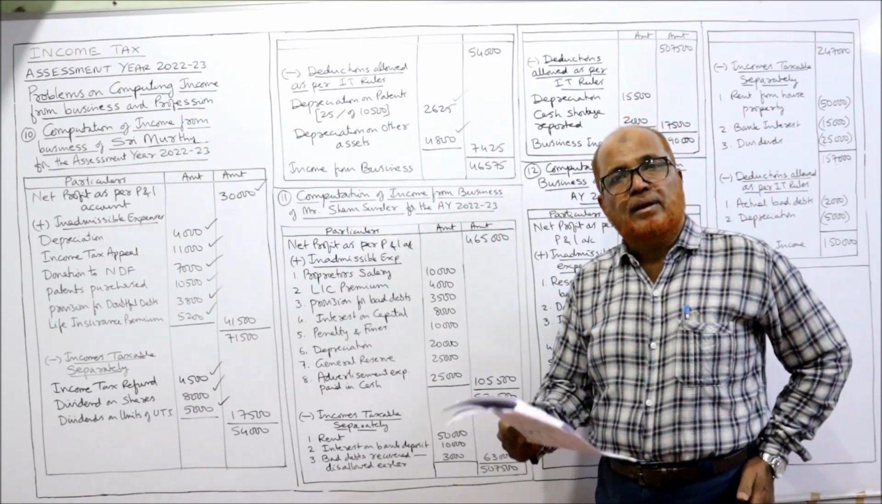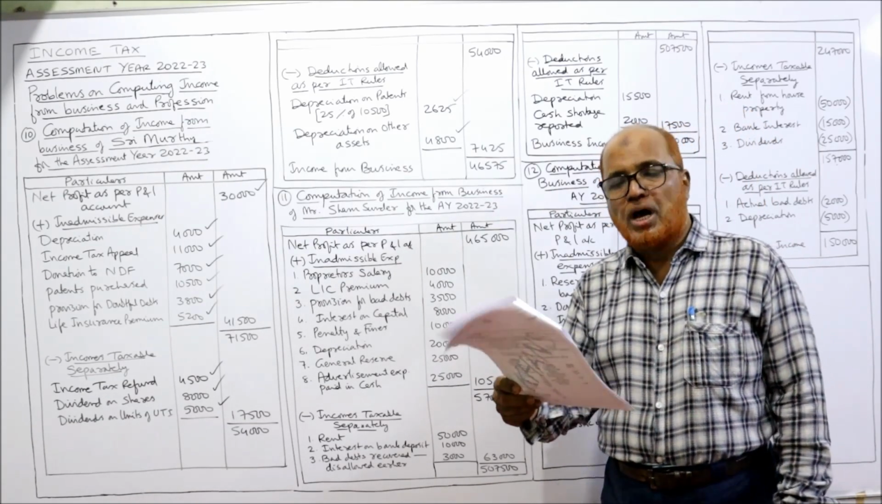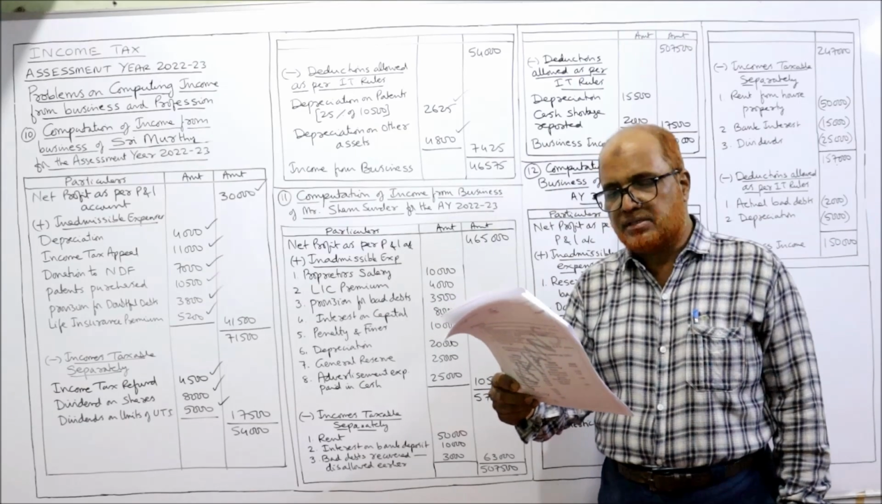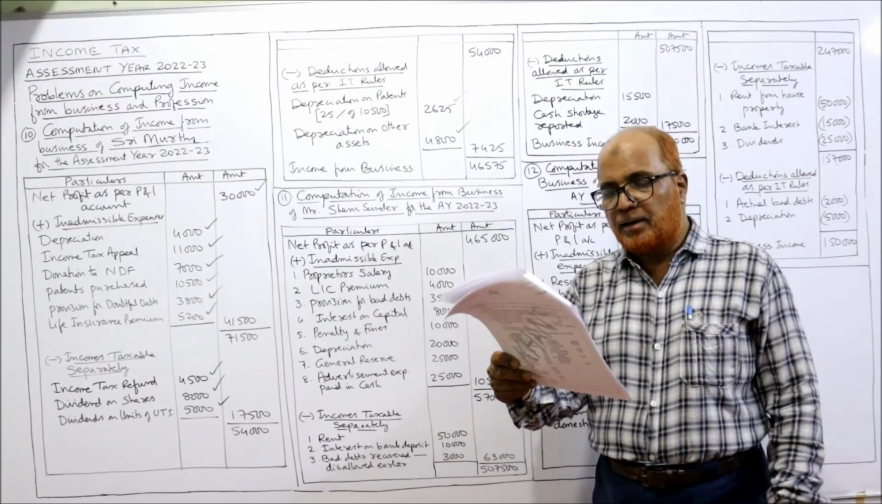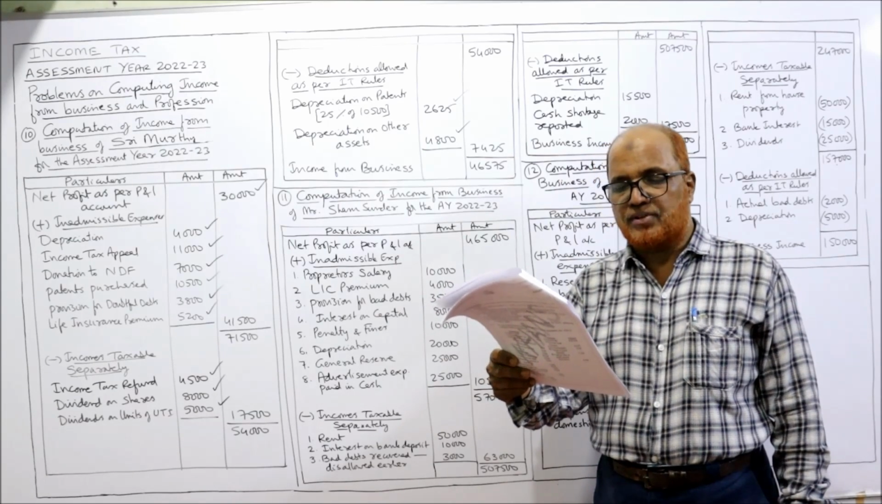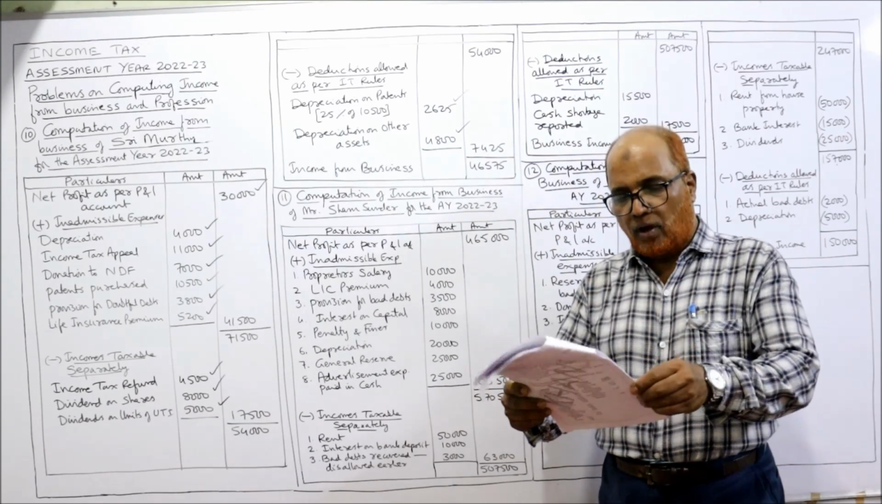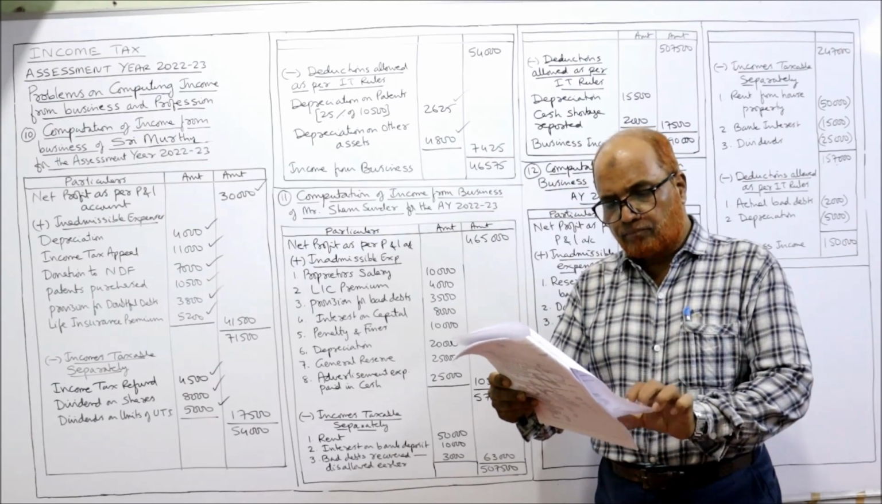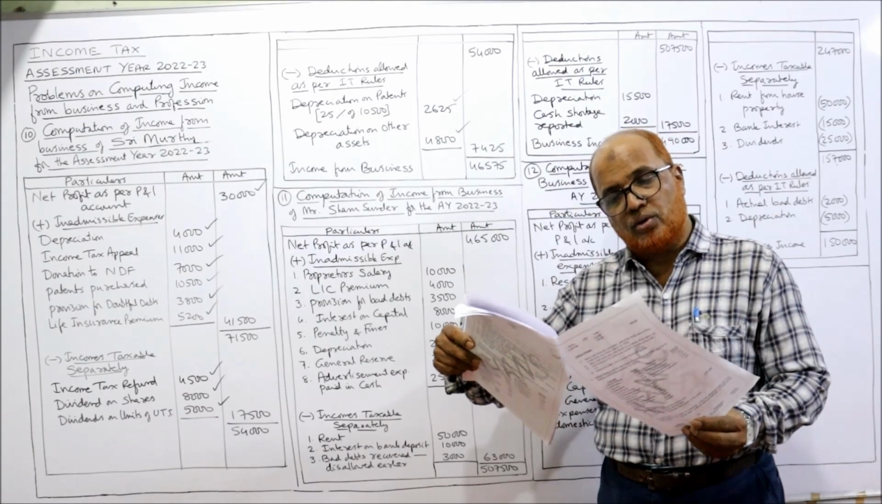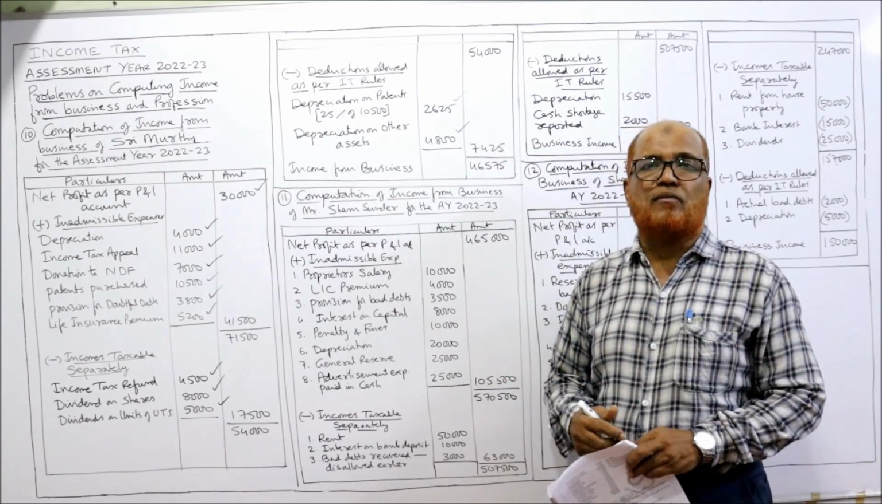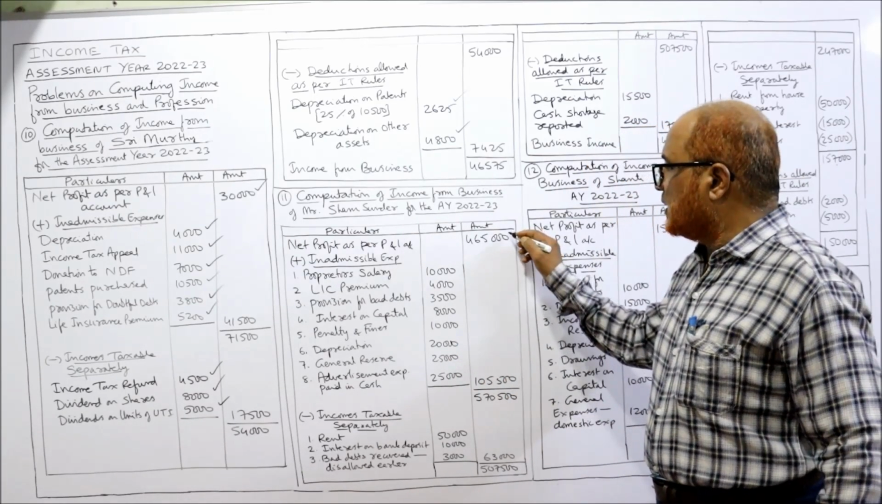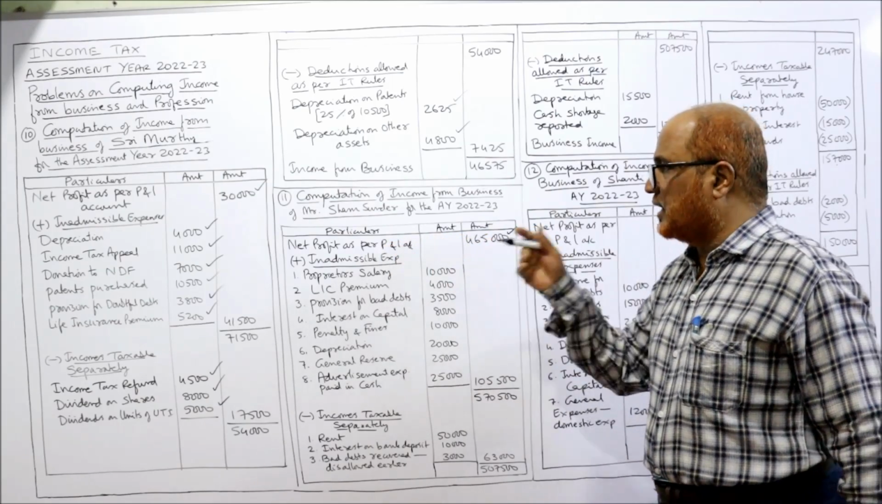Problem number 11. Mr. Shyam Sundar is the owner of a business. From the following profit and loss account, compute the income under the head profits and gains of business or profession for the year end. Now, how much is the net profit as per profit and loss account? 4,65,000 is the net profit as per profit and loss account. So here I have taken 4,65,000 net profit.